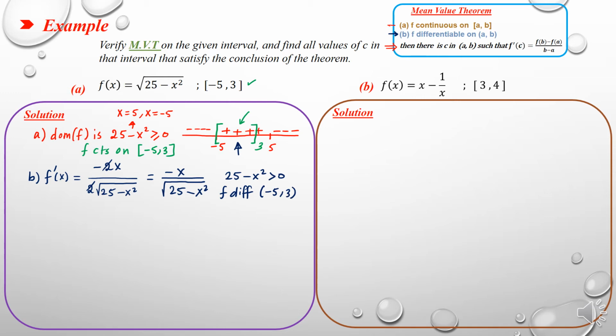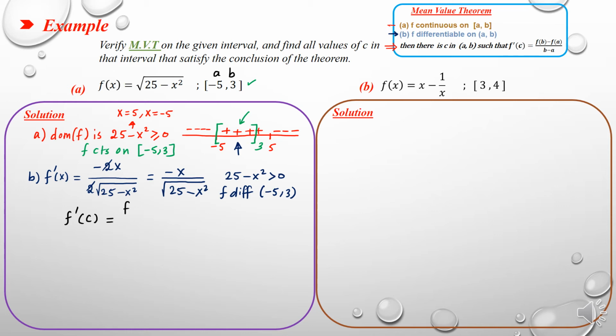So we verify the two conditions for the mean value theorem, and the conclusion is there exists C in the open interval from -5 to 3 such that f prime of C equals (f of b minus f of a) over (b minus a). This is a and this is b. These are the endpoints of the interval.